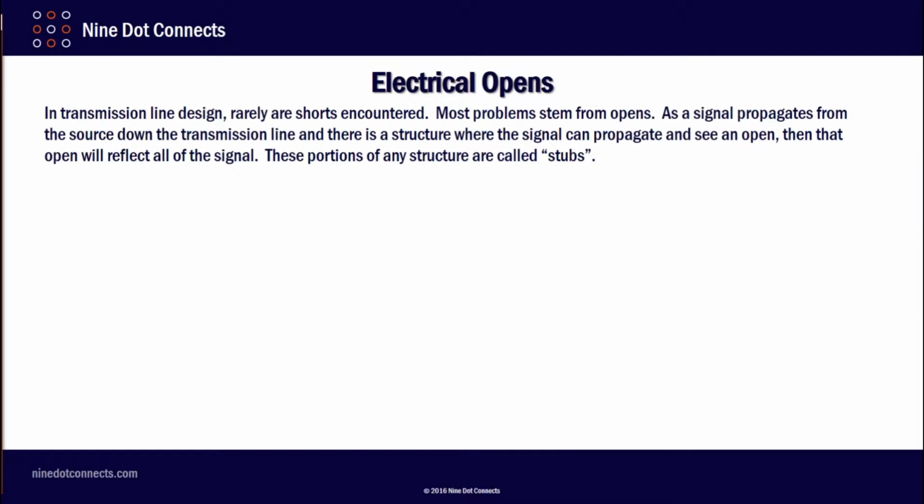In transmission line design, rarely are shorts encountered. Most problems stem from opens. As a signal propagates from the source down the transmission line, and there is a structure where the signal can propagate and see an open, then that open will reflect all of the signal. These portions of any structure are called stubs.